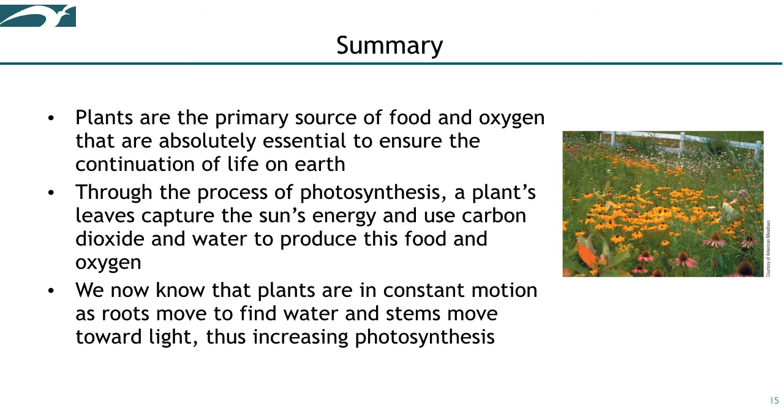In summary, plants are the primary source of food and oxygen that are absolutely essential to ensure the continuation of life on Earth. Through the process of photosynthesis, we've learned that the leaves capture the sun's energy and use carbon dioxide and water to produce this food and oxygen. And we also know that plants are in constant motion as roots move to find water and the stems move toward light, thus aiding the process of photosynthesis.